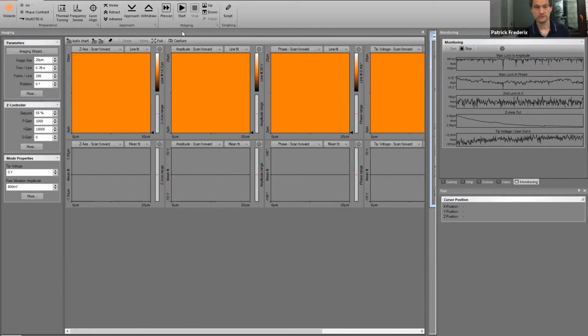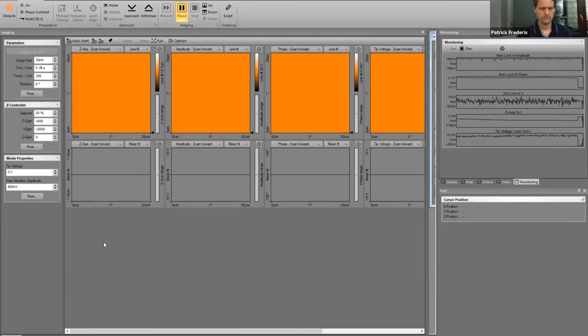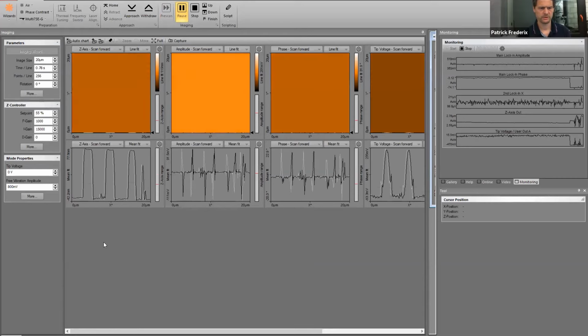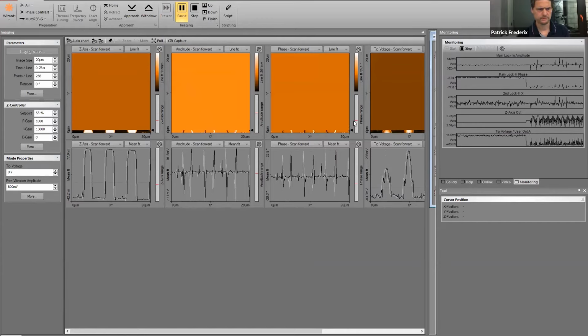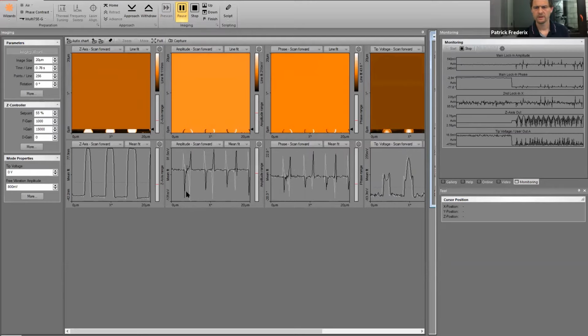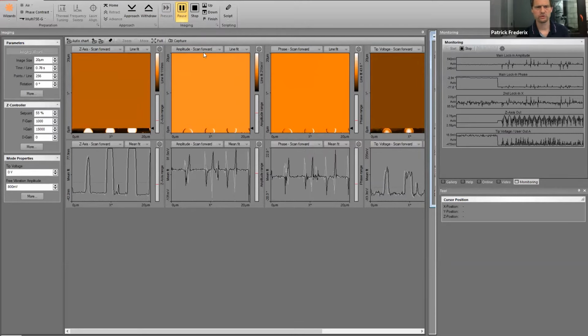So we are at the surface, and now I can immediately start imaging. What we see here on the left is the topography. The pedestals are clearly there, the high parts, with the gold in between. They are the amplitude response. And here now at the right, the tip voltage. I don't find the amplitude so interesting in this case.